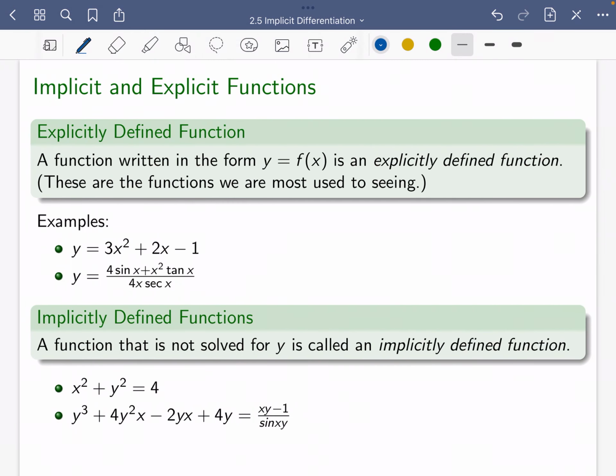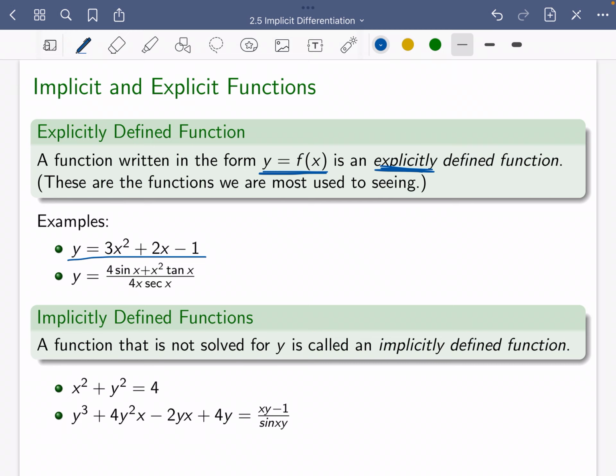When we look at explicit functions, a function that is written of the form y equals f of x is an explicitly defined function. These are the functions that we're used to seeing. So you might have a polynomial, y is equal to 3x squared plus 2x minus 1. You can find the value of y because it's written explicitly in terms of x. If I told you an x value, you could plug that in and find that y value very quickly, very easily. It is actually just the algebra of the stuff on the right-hand side.